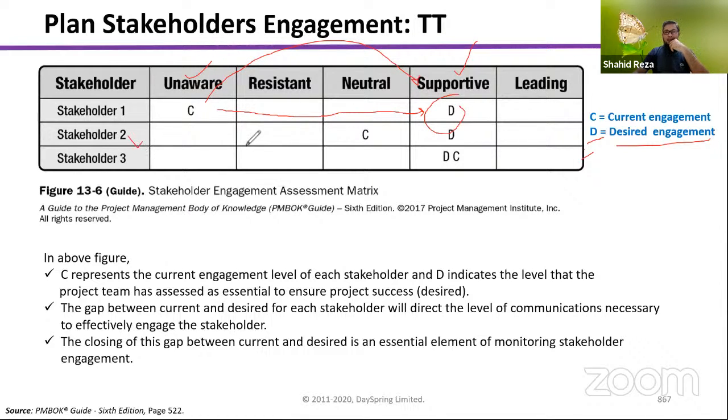Stakeholder 2 is at the neutral stage. That means if we can give some effort, we can make him reach our desired level. And stakeholder 3, can you explain what it means? D and C are in the same place. What does it mean? Can anyone give me an example or explanation?